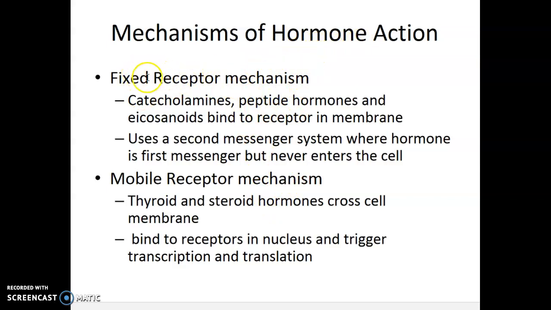They will either work primarily by what's called a fixed receptor mechanism, which I will show you what that means in a second. And then here's a list of the hormones that are basically used as fixed receptor mechanisms, or they will be mobile receptor. And here's a list of the hormones that will be mobile receptors. So what do we mean by fixed receptor mechanism or mobile receptor mechanism?